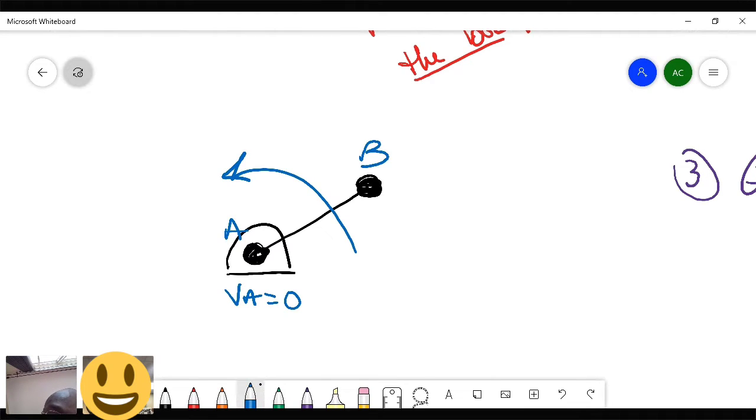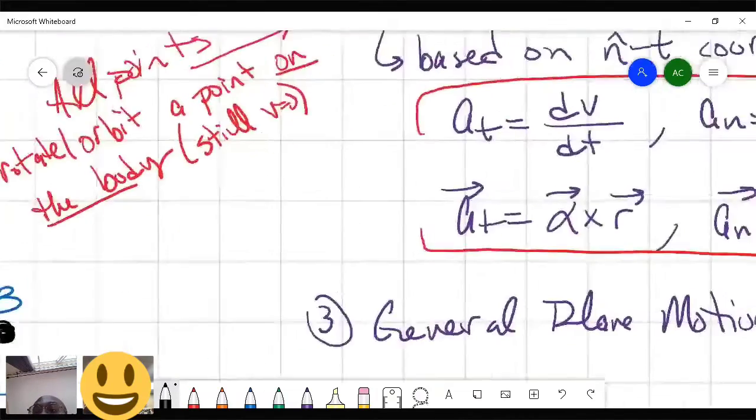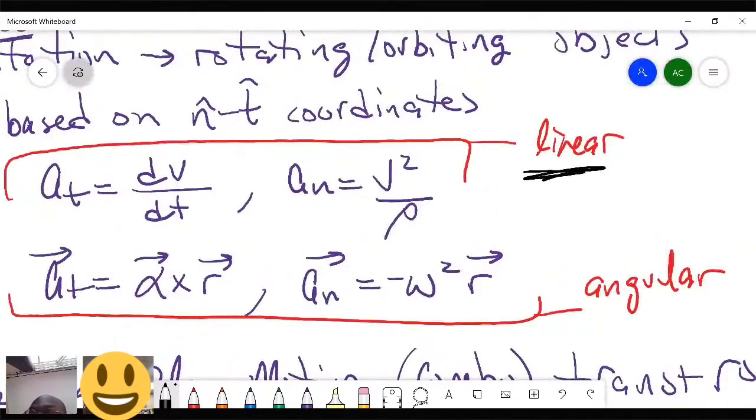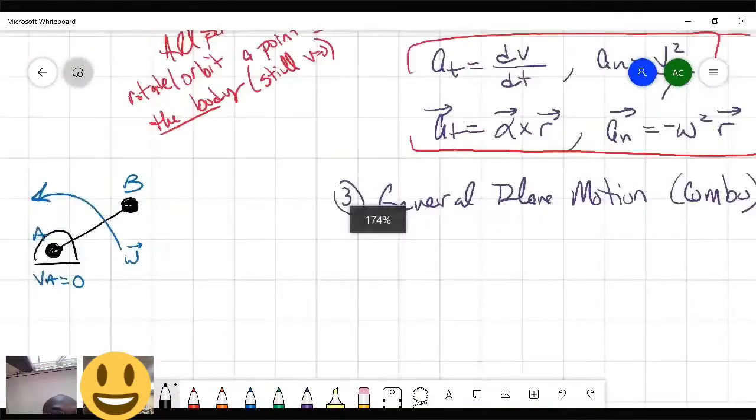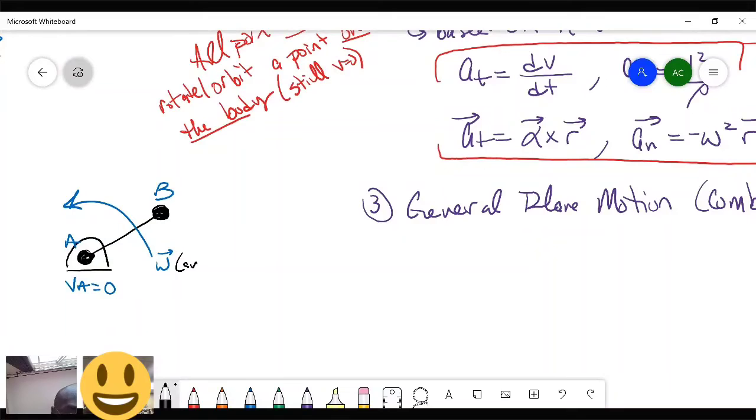Now we're going to say that there's a W of the whole body. But what happens is the whole body is rotating around A with that W. But if you look at B specifically, and here's the thing, you have to start to be able to go back and forth between the two types of motion. You have to start looking between the linear version and the angular version. So the W term is angular.